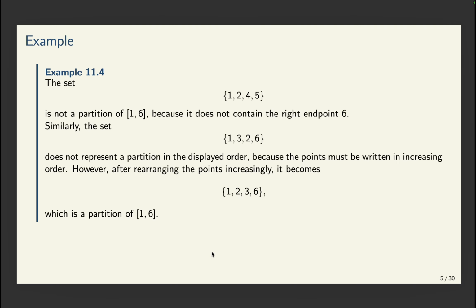Okay, but let us give a non-example. For example, why is the first one not a partition of the interval from 1 to 6, 1, 4, 5? Because it ends at 5. It's supposed to end at 6.